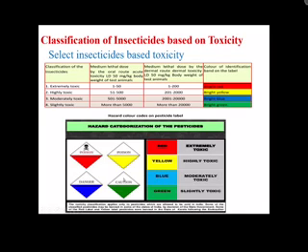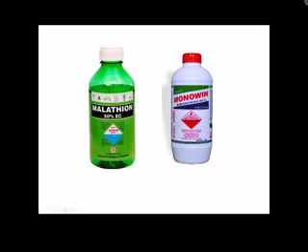So whenever you look at bottles, you will find this type of marks. You can see here, for example, this falls under blue. This is very dangerous. You can see a skull with crossbones also.